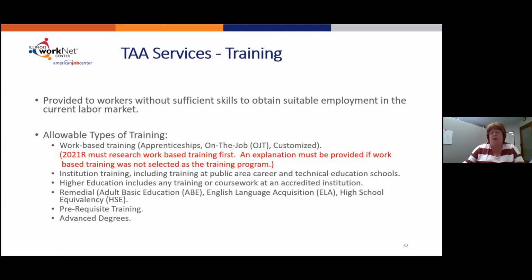There's prerequisite training, and prerequisite training under trade is that training that is required before the person can be accepted into the program. So one area where we see a lot of that is in like a nursing degree. They have to have these prerequisites before they can be accepted into the LPN or the RN program. That is what prerequisite is. It's not taking biology 101 before you take biology 102 or 201, whatever it is. And then we can train for advanced degrees.